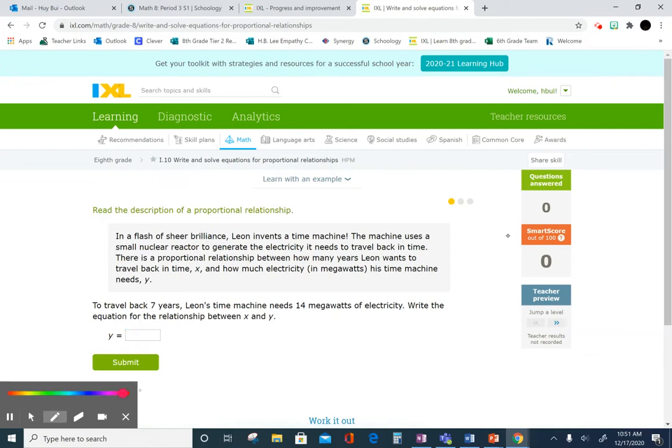So I'm going to pick out a couple pieces of information in the story. How many years is x? So x equals years, and our y is electricity. How much electricity his time machine needs is y.